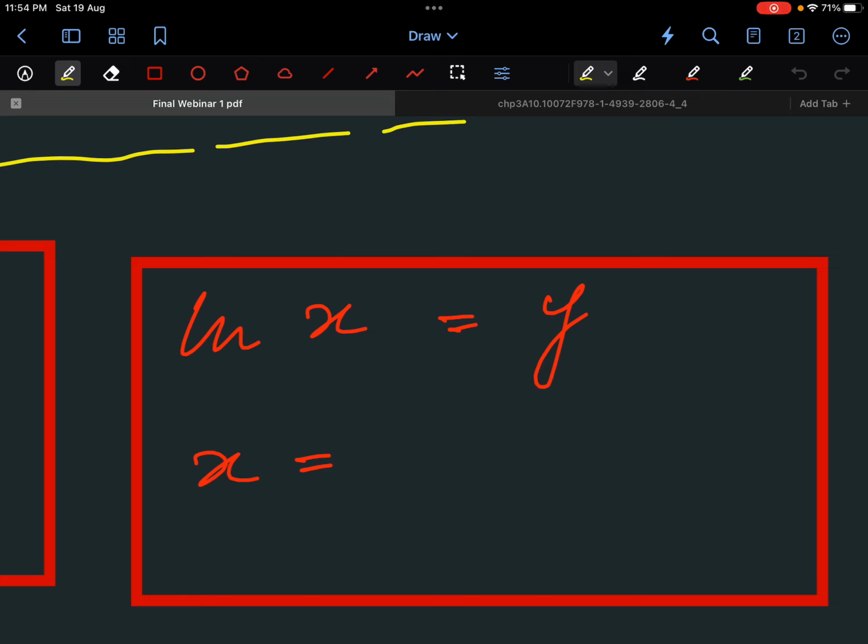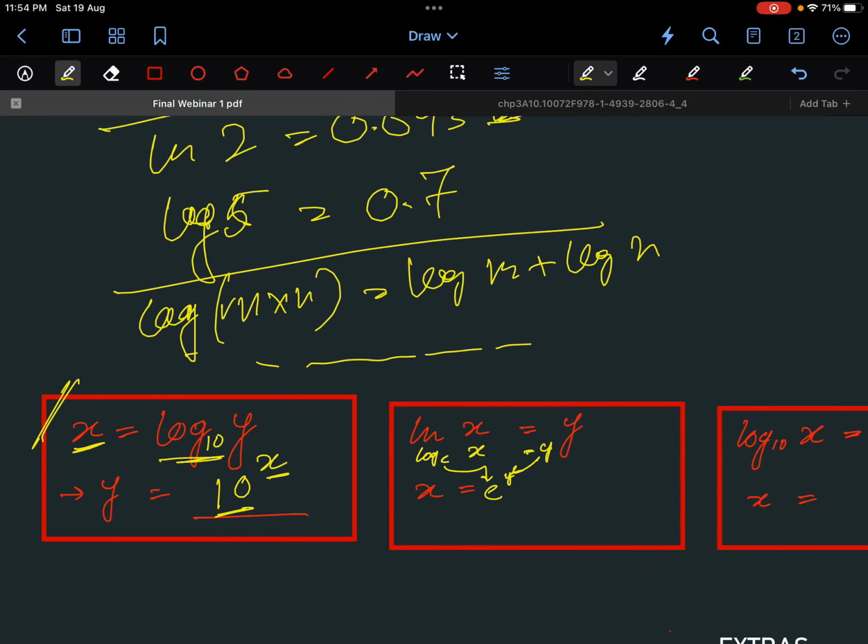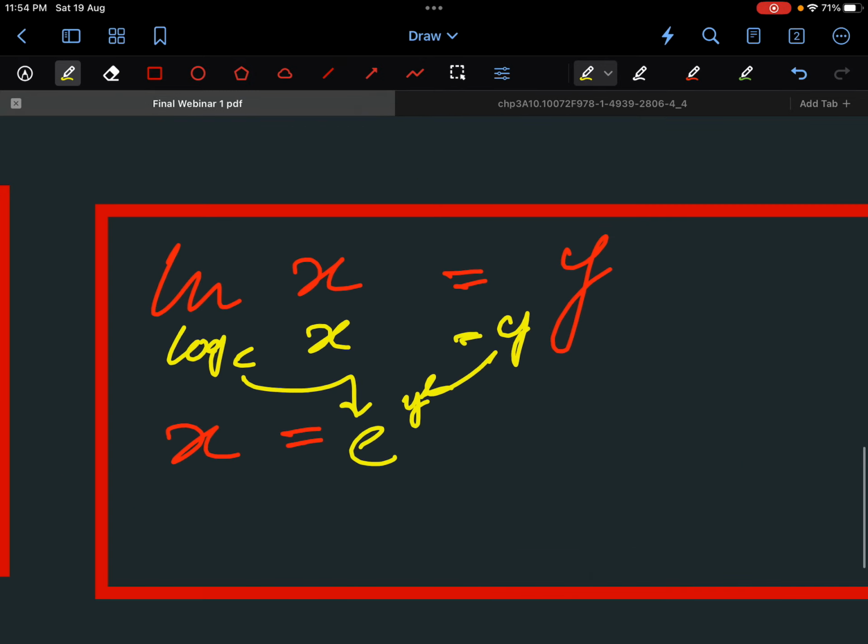Ln, what is the meaning of ln? Ln means nothing but log base e. So if ln x equals y, this x will come here and we get e to the power y, right? Simple. I think this is correct, right? Yes, it is correct. So whatever the base is, the base will come in front, and the right-hand side of the equal sign becomes the exponent part.